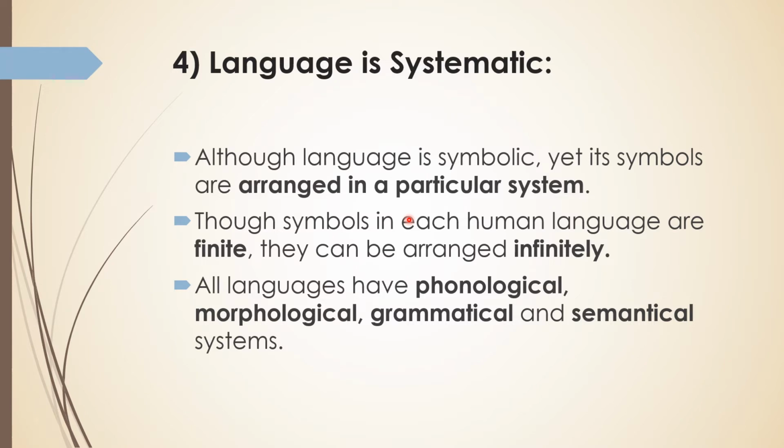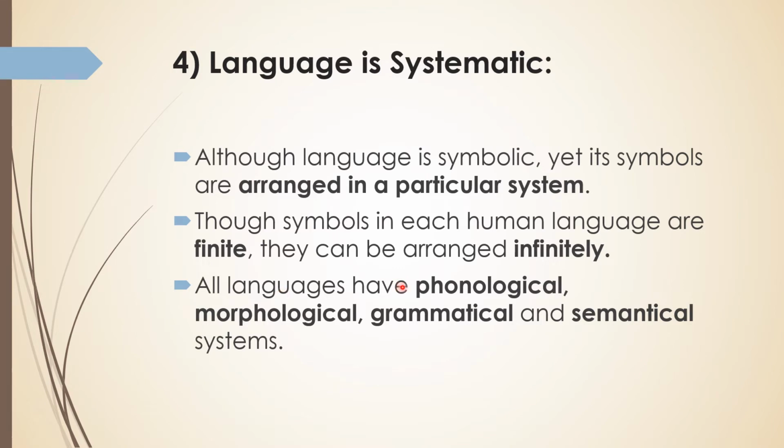For example, you have A to Z, 26 letters in English, and you will find 5 to 6 lakh words in the dictionary. So somehow it is limited, but with these words, with these letters, you produce an infinite set of sentences, because with those 26 letters you can produce unlimited sentences. So that's why it can be arranged infinitely.